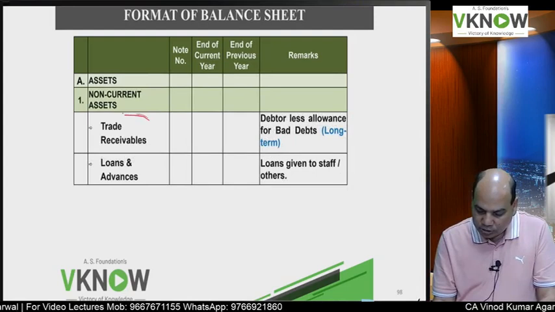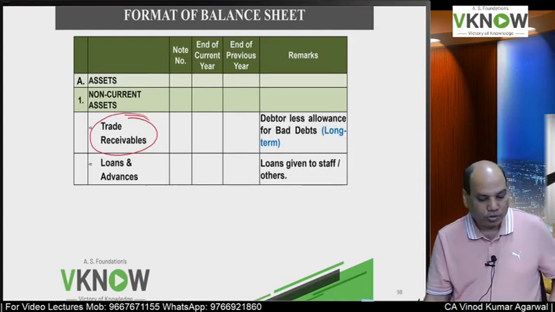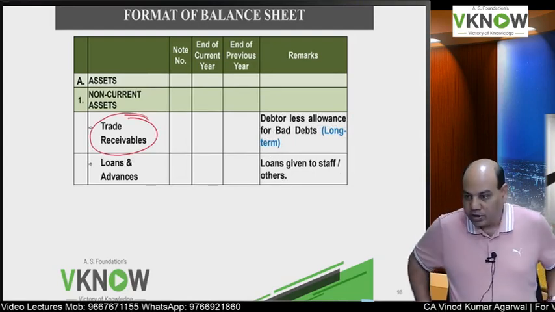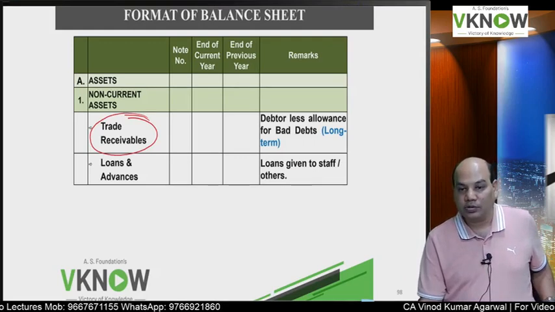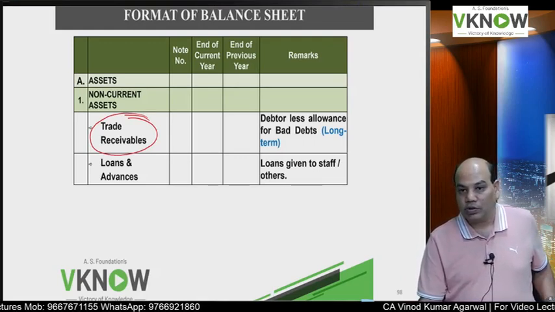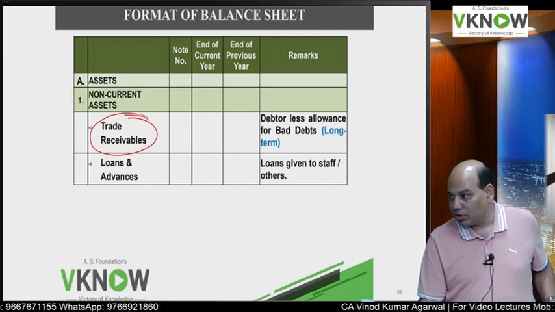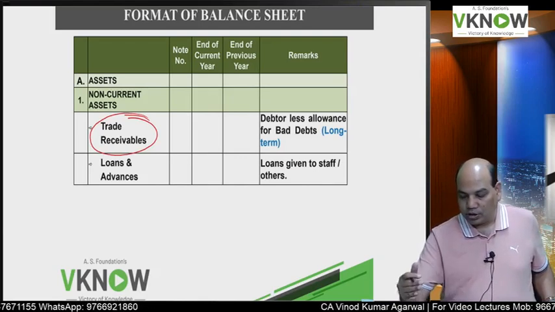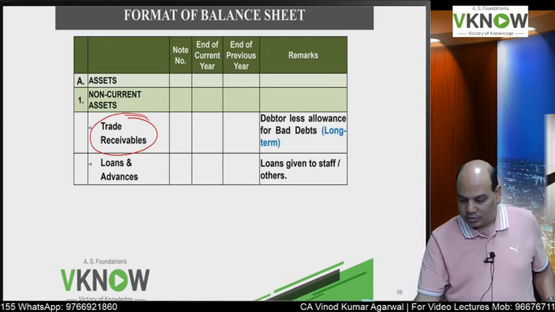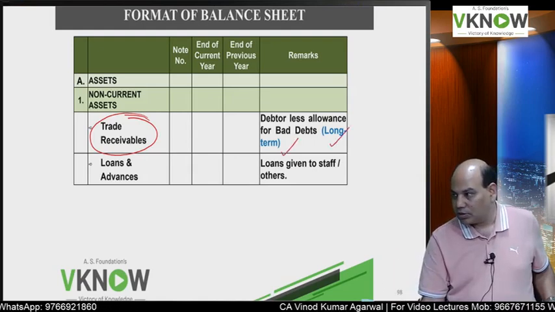Then trade receivable. Some student will wonder why trade receivable has come in non-current asset. Suppose your debtor will pay after 3 years. Don't you think it will come as non-current asset? You may have an agreement with the debtor that they can pay after 3 years.